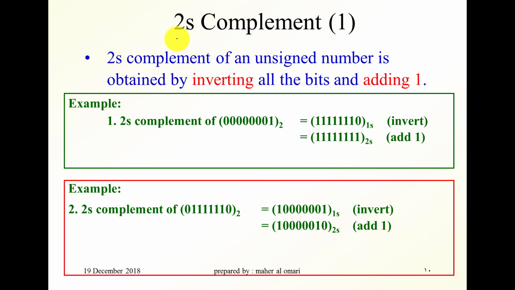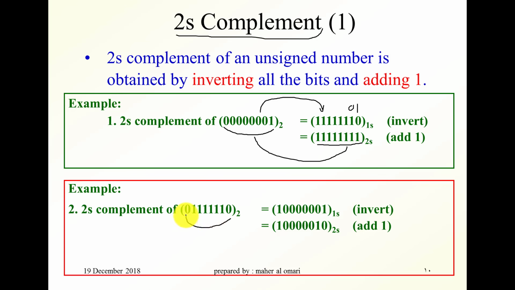Third method to represent sign numbers in digital systems is using the 2's complement notation. What is the 2's complement of the number? The 2's complement is the 1's complement added by 1. So if we have this number, the 1's complement for this number is this one. If you add 1 to this, you get the 2's complement. 1 plus 0 is 1. And here you have 0. 0 plus 1 is 1. So this is the 2's complement for this number. So the 2's complement is the 1's complement plus 1 for the number.